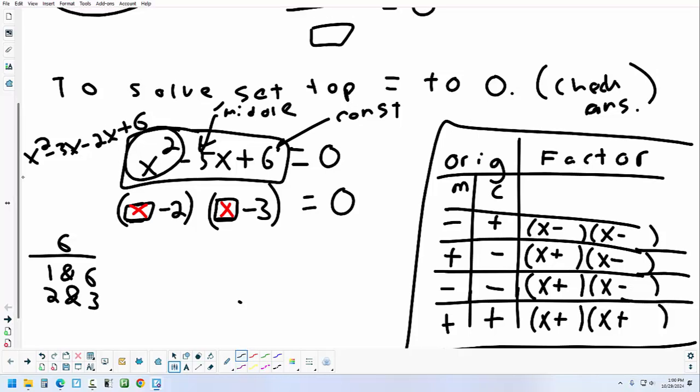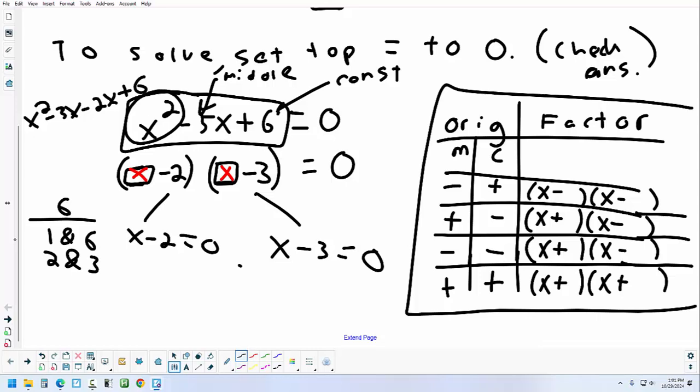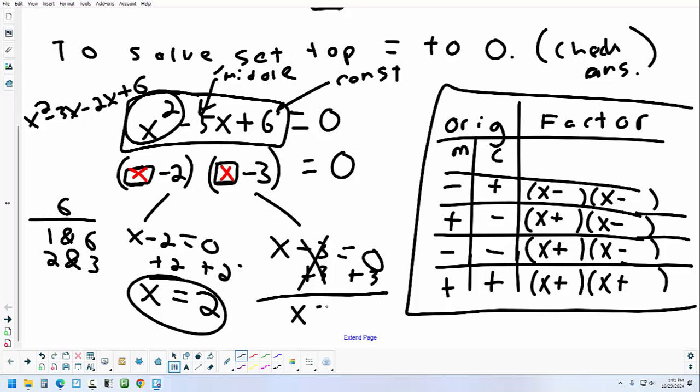Okay. So now, to solve, set the top equal to 0. We did that. We factored it. Now, take each individual factor and set them equal to 0. How would I get x by itself on the left? Add 2. And what does that give me for an answer? 2. And how would I get x by itself on the right? Add 3. And that gives me x equals 3.